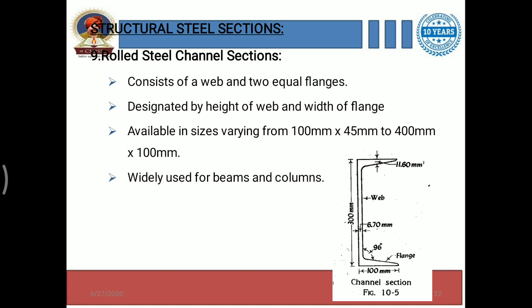And these channel sections are widely used for beams and columns. While constructing civil engineering structural members like beams and columns, these channel sections are very much used. Basically, to make a large number of built-up sections, these channel sections are very much useful.